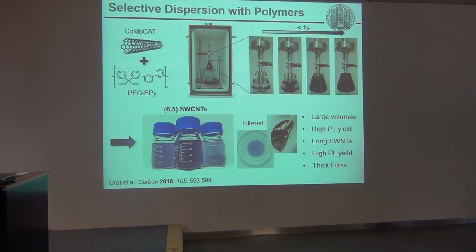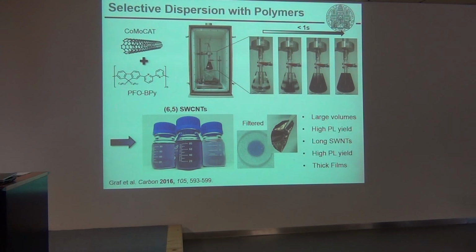It's a very simple process. I could teach you within half an hour how to do this, if I give you the right materials for that. So we use CoMoCAT nanotubes, again commercially available carbon nanotubes, and a commercially available polymer, PFO-BPy. We don't use sonication. We use shear force mixing for breaking up the bundles, but that's a technical detail. Then we centrifuge, and we get this dispersion.